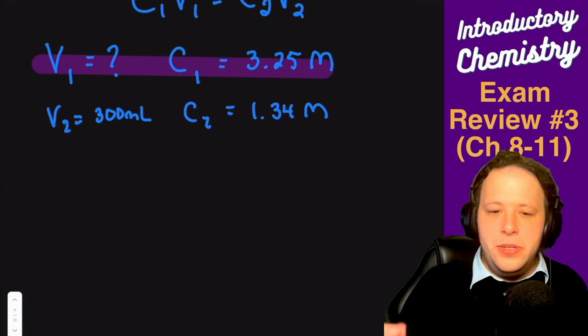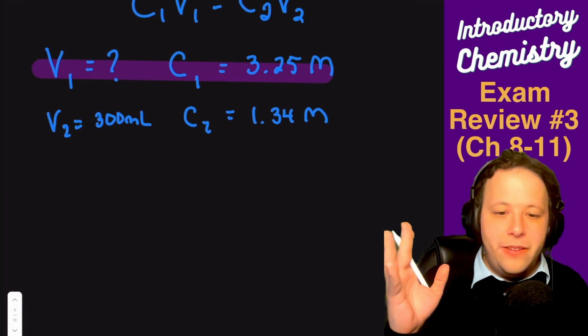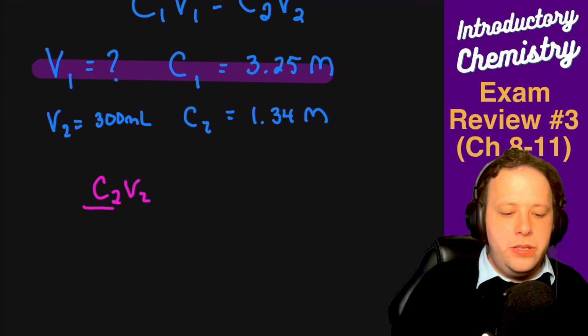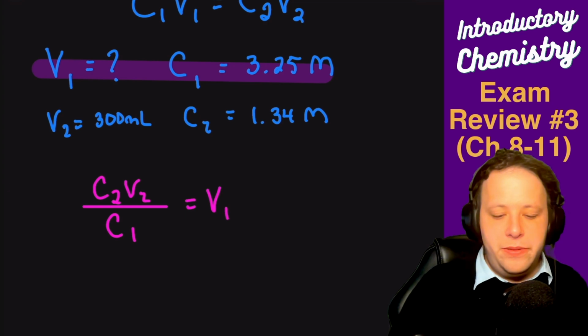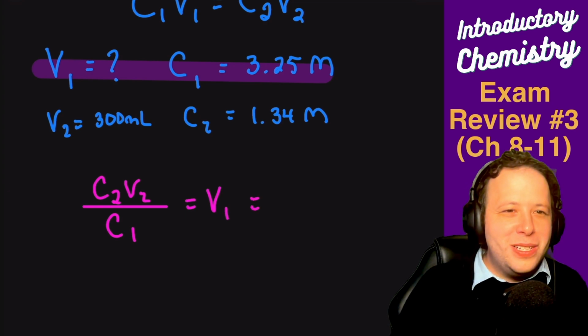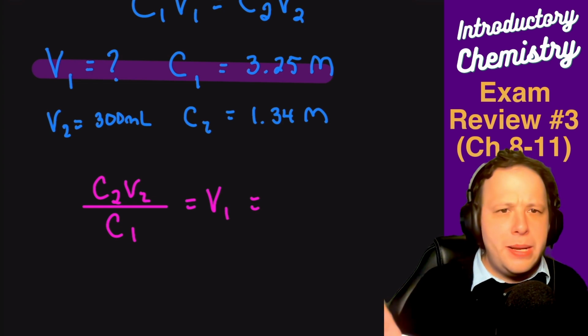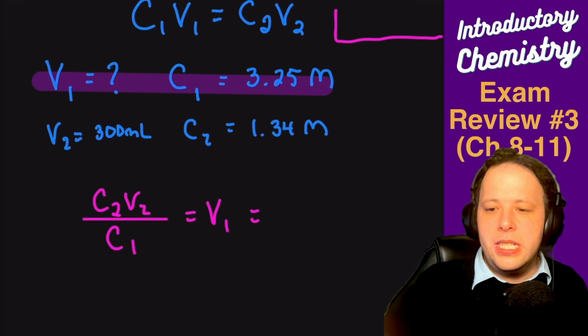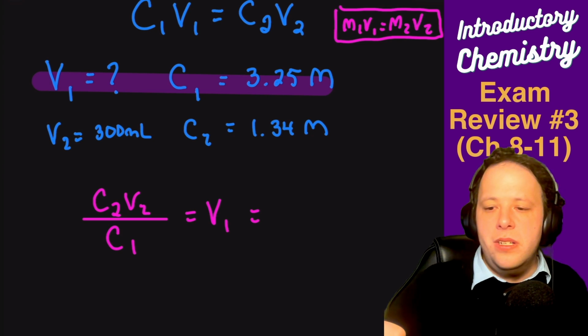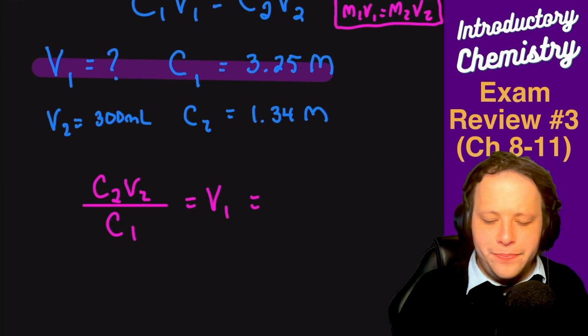So what we're going to do is rearrange our formula and plug it in. We're solving for V1, so it's going to be C2 V2 all divided by C1 to get V1 by itself. So what we'll end up doing is plugging it all in. C1 V1 or M1 V1, they're the same formula. You do M1 V1 equals M2 V2. They're the exact same formula.